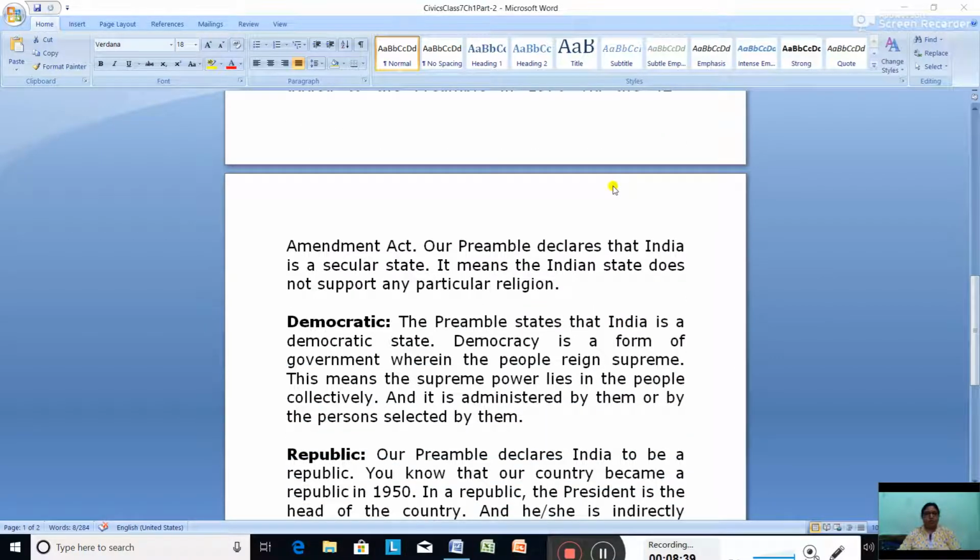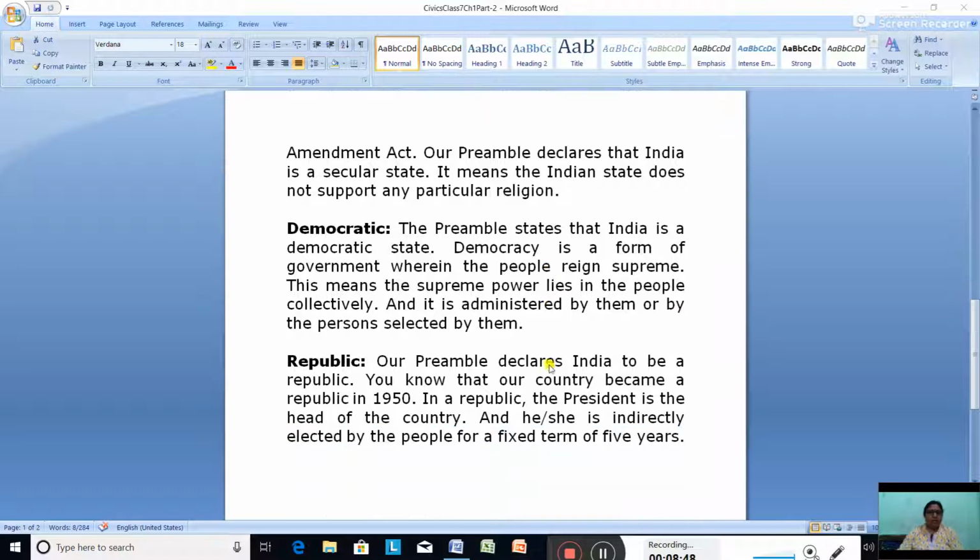After that, democracy is a form of government wherein the people reign supreme. And India is also a republic nation, where the president is the head of the country, and he or she is indirectly elected by the people for a term of 5 years.